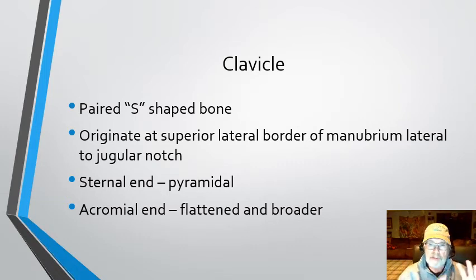Now, a couple of things happen on that route from the sternum all the way out to the acromion process of the scapula. The first thing that happens is it changes in shape. Very close to the sternum, the clavicle is almost pyramidal or roundish. And then finally, when we get out to the area of the acromion, over the top of the shoulder, it becomes very flat. Okay, so let's look at this first of all.